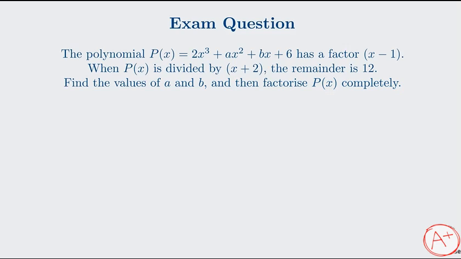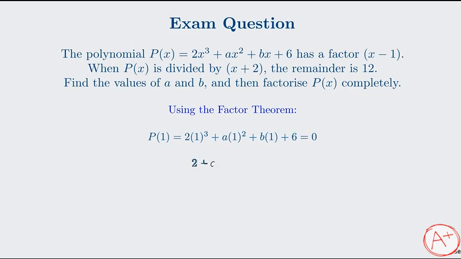Let's apply our strategy. First, we use the factor x minus 1. According to the factor theorem, p of 1 must equal 0. Simplifying this, we get 2 plus a plus b plus 6 equals 0, which simplifies to a plus b equals negative 8. This is our first equation.